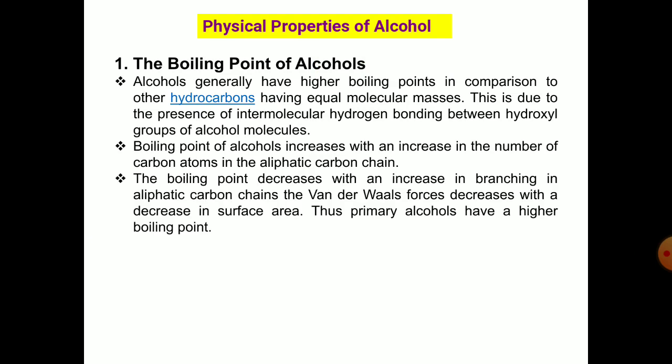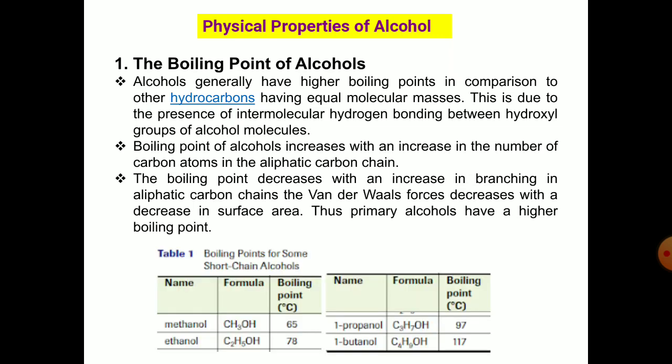The boiling point decreases with the increase in branching in the aliphatic carbon chain. The van der Waals force decreases with a decrease in surface area. Thus, primary alcohols have a higher boiling point. I am just giving you some examples, where the table contains the boiling points of some short chain alcohols.